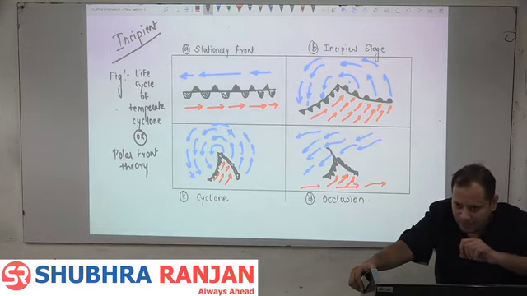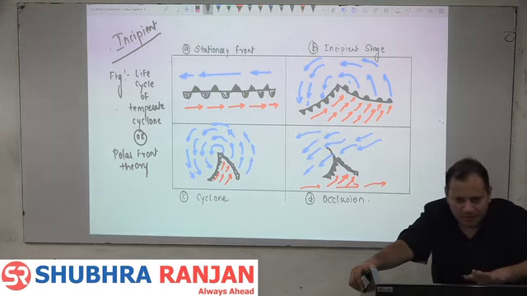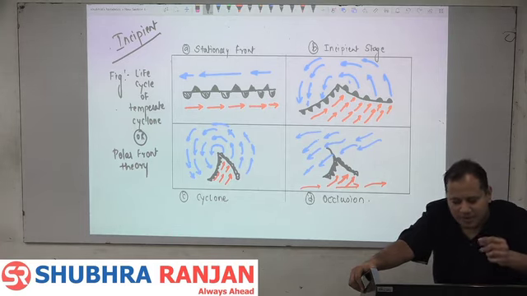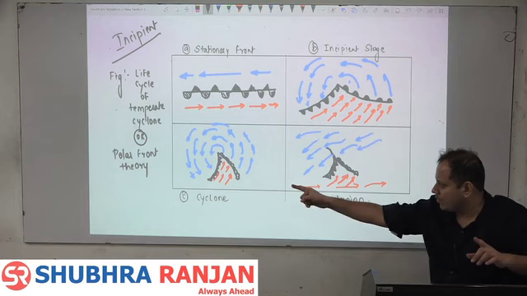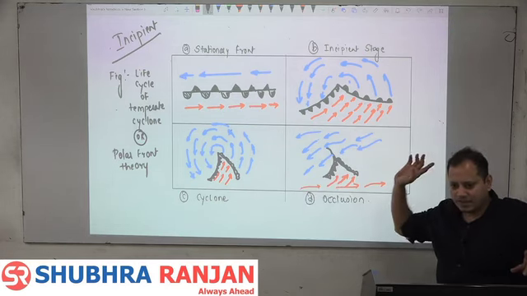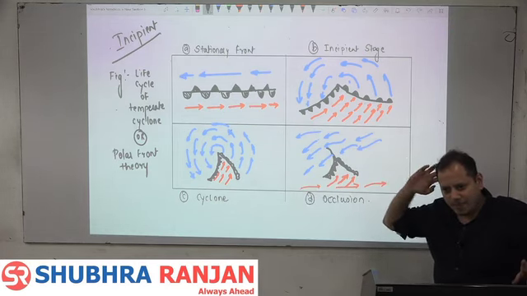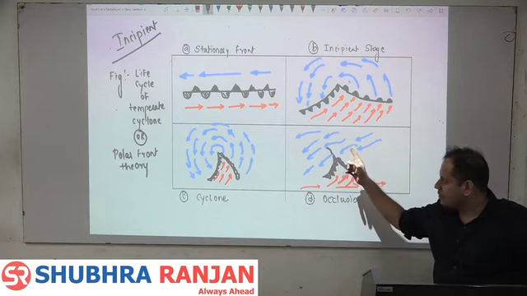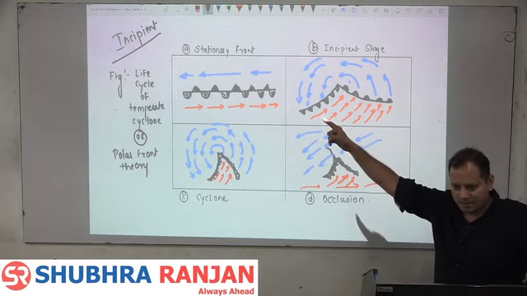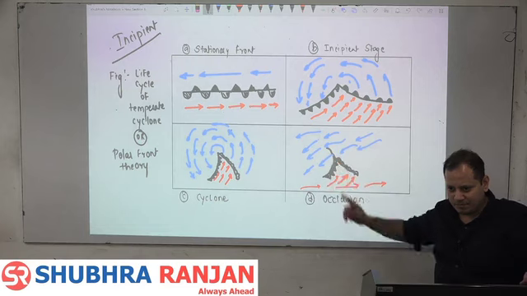Understood temperate cyclones? Everything regarding the temperate cyclone, because tropical cyclone is nothing in front of this. Cold air is totally displacing the warm air from the ground. And you can see the cold front will overtake the warm front. Broken, the cyclone will die. Again, to form a cyclone, it has to go to that stationary stage.